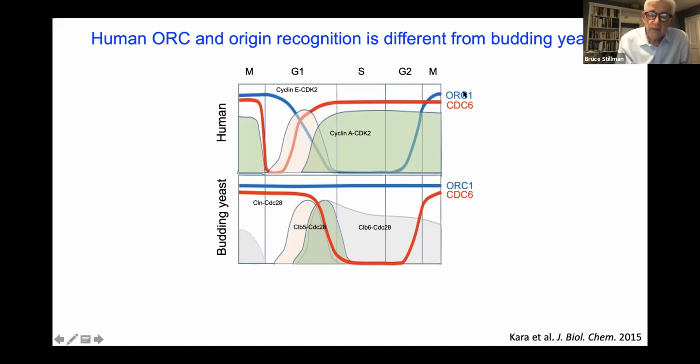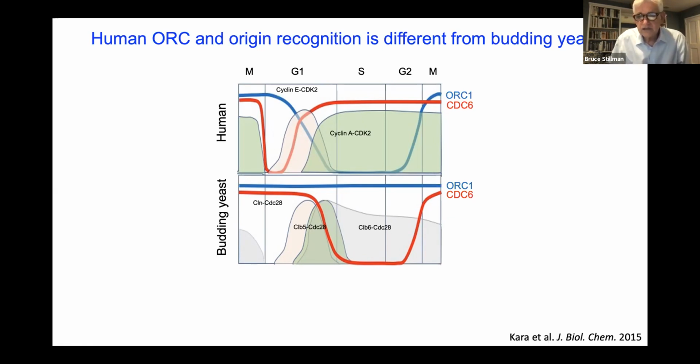But in mammalian cells, and particularly in human cells, it's a little bit different in different mammalian cells, but in human cells, ORC1 is degraded at the G1 to S phase boundary, just like CDC6 is in yeast. And CDC6 is actually degraded at the metaphase to anaphase transition by the anaphase promoting complex and by the complex in early G1. So this raised a paradox.